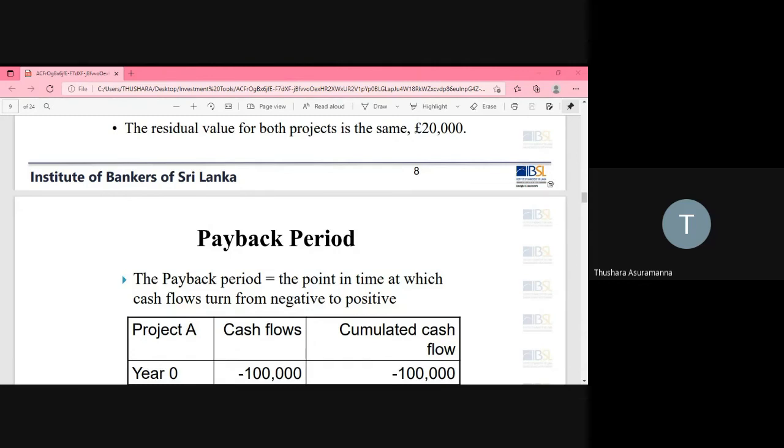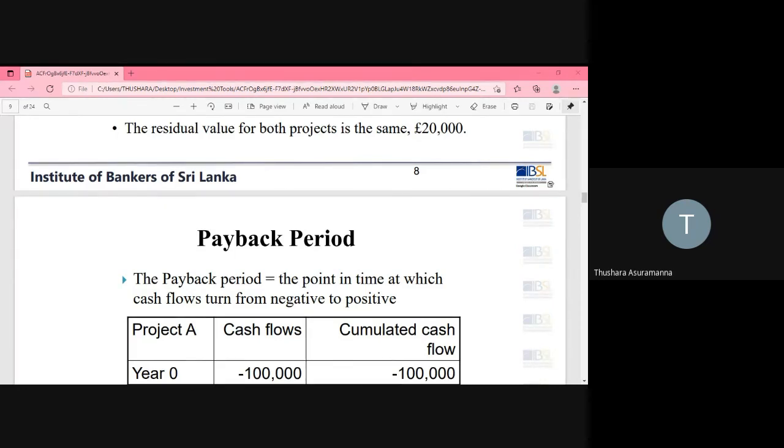So how can you do that? You say project A, you have year 0, year 1, year 2, year 3, year 4, put it into row form, and then in the next column you can write the cash flows. Year 0, what happened is 100,000 going into the project, negative 100,000. Year 1, 2, 3, 4, now you have written down some cash flows. So column 2 will be those cash flows. Then go to the cumulative cash flow column. Year 0 is minus 100,000.